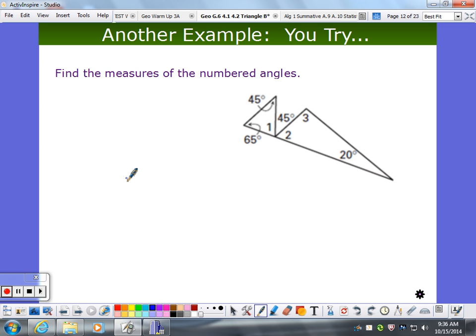Alrighty, here's another example. I have this as a you-try, but we can talk about it a little bit because we're putting together a lot of different things here. So I want to find angles 1, 2, and 3. Any ideas?